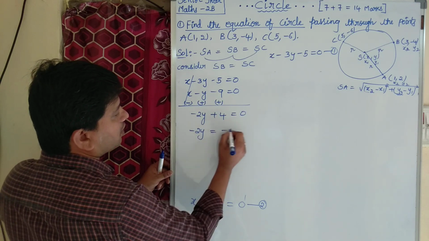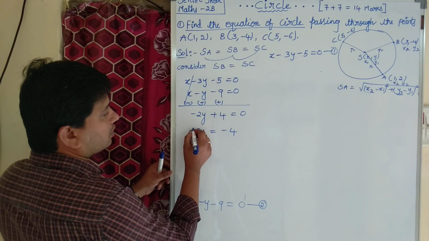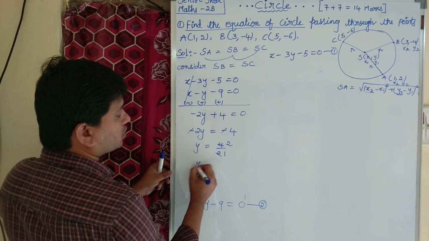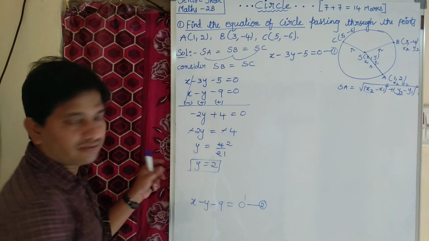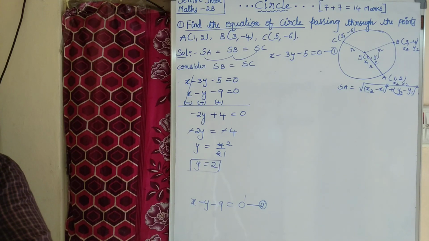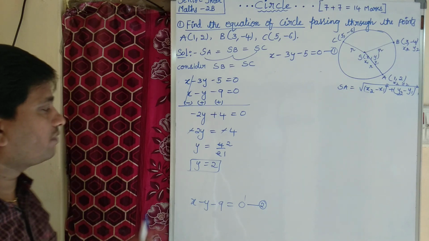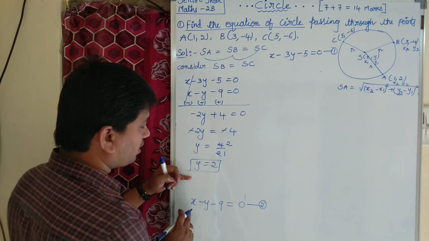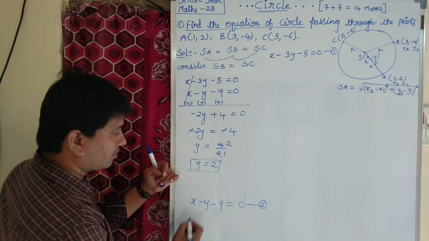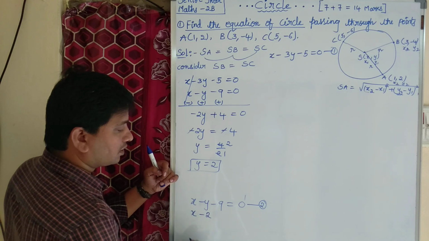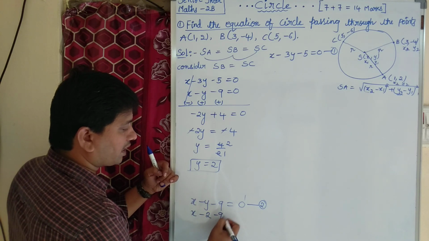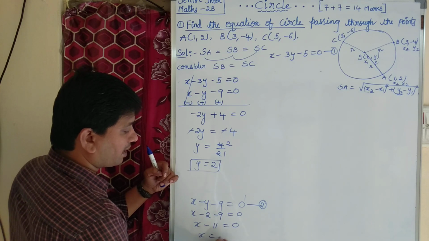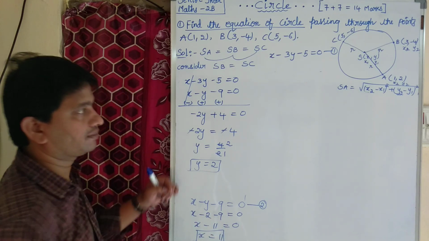So minus 2y equal to plus 4, you transpose, minus 4, minus minus cancel. So y equal to 4 by 2, that is 2. So what is the value of y? The value of y is 2. So we got the value of y as 2. Now let us substitute y equal to 2 either in equation number 1 or equation number 2. So equation number 2 is what? x minus y minus 9 equal to 0. x, y value 2, minus 2 minus 9, that is minus 11, equal to 0. Minus 11 you transpose, it will become plus 11.